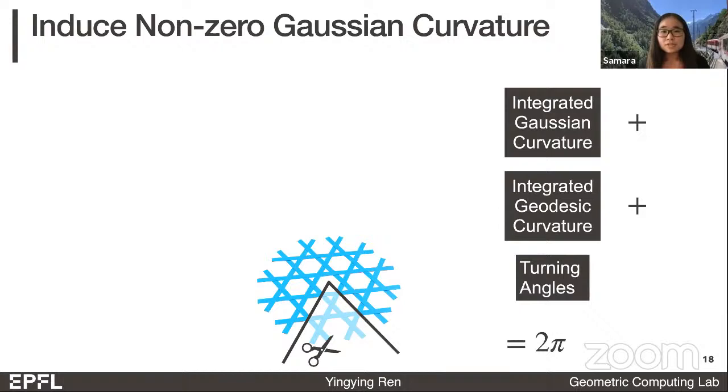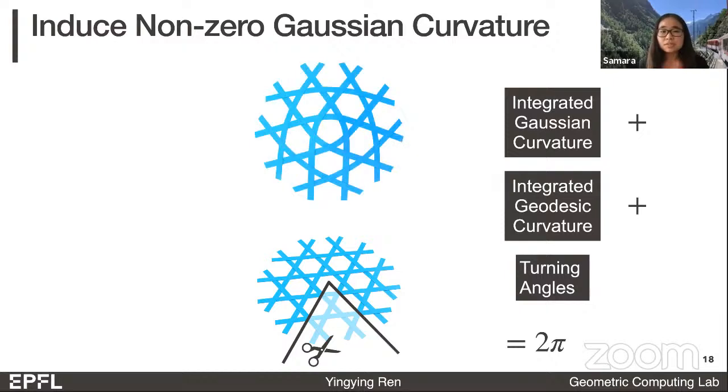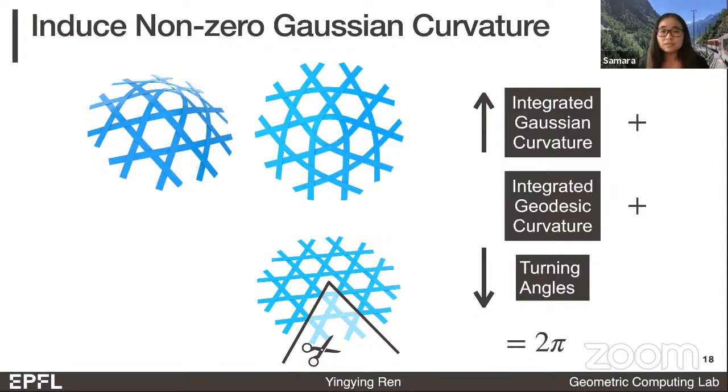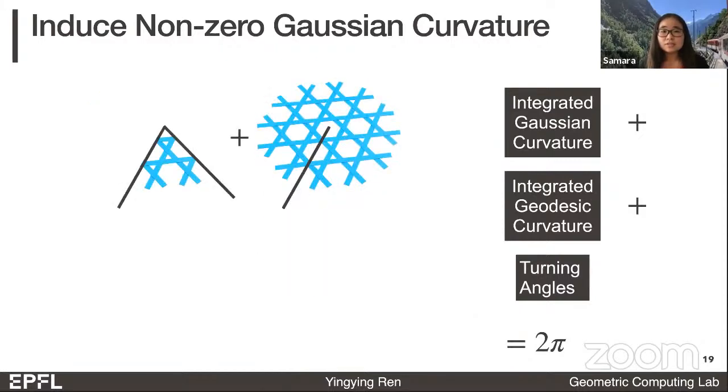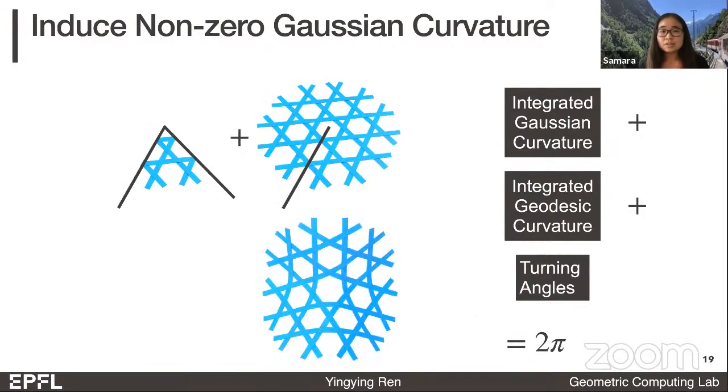A different way to drastically change the sum of turning angles is to insert topological singularities. Here, if we cut one side of the hexagon out and stitch the two new boundaries together, we'll reduce the sum of turning angles by pi/3, and hence the surface becomes positively curved. If we instead insert a new section, and hence increase the turning angle by pi/3, we'll get a negatively curved surface.